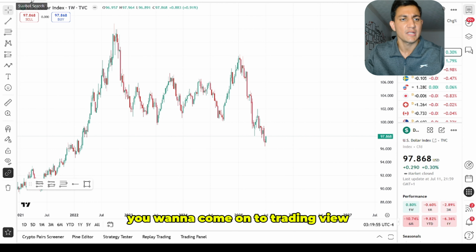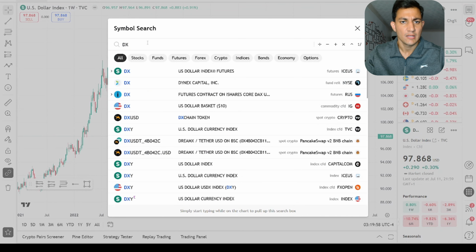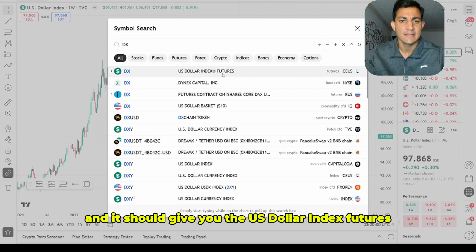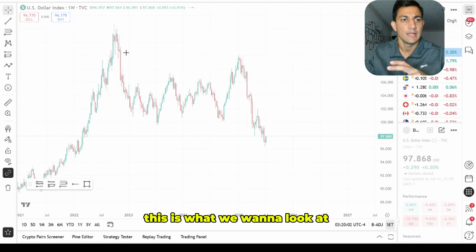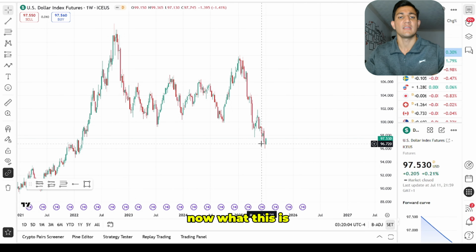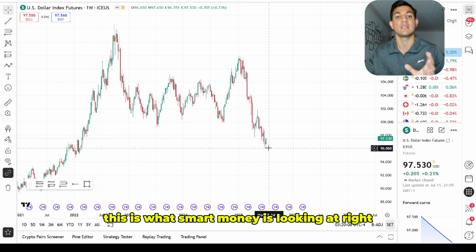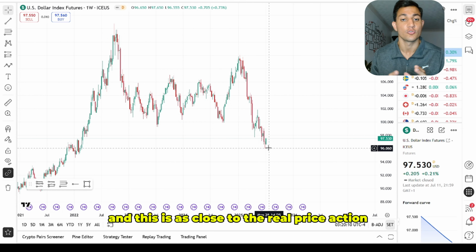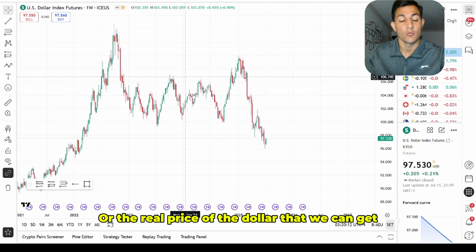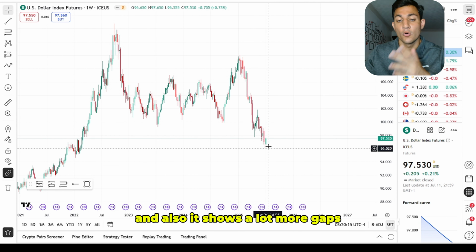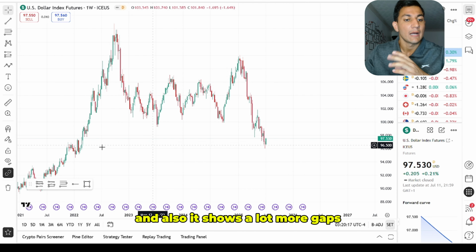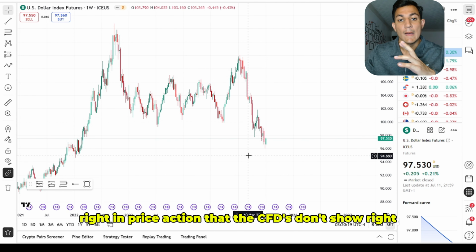Instead, you want to come onto TradingView and type in DX, and it should give you the US dollar index futures. This is what we want to look at, DX on TradingView. This is the currency futures for the dollar index. This is what smart money is looking at, and this is as close to the real price of the dollar that we can get. And also it shows a lot more gaps in price action that the CFDs don't show.